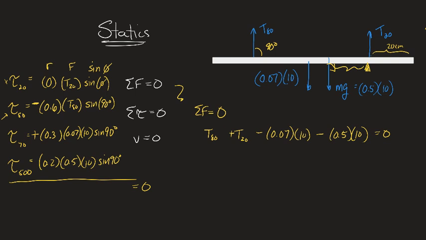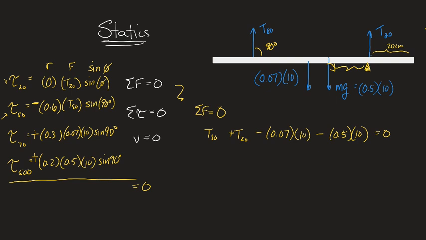Last one. Pointer finger points this way. I rotate my wrist until my middle finger points in the direction of that weight. I notice that my thumb points out of the board. This is a positive torque. It must cause it to go this way. Boom. All right.